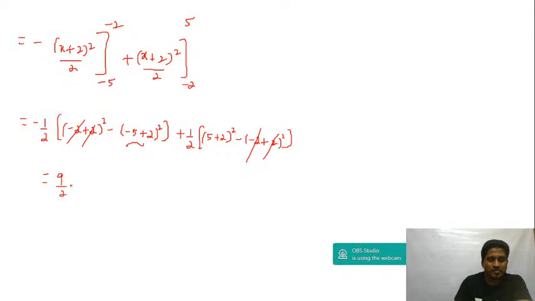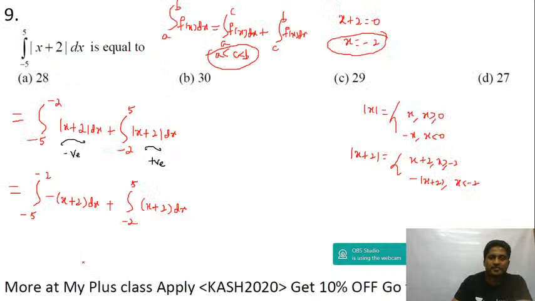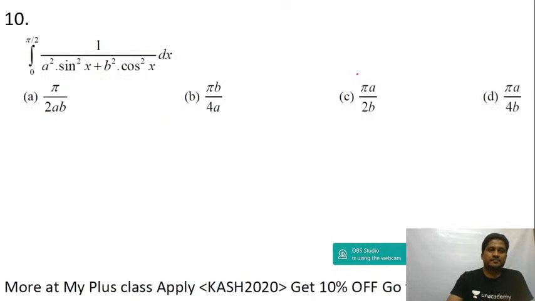So this is 9 by 2 plus 49 by 2. Okay, so you get 58 upon 2. That's equal to 29. You get the answer as plus 29. Answer will be option C. Good question. Okay, let's do one more question, guys.